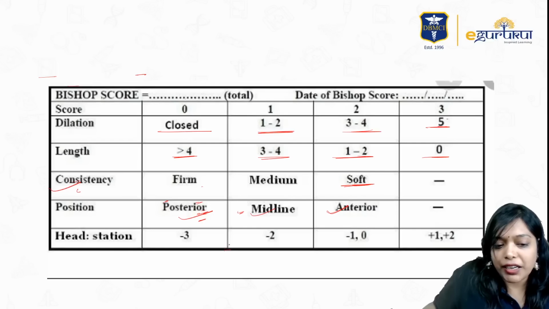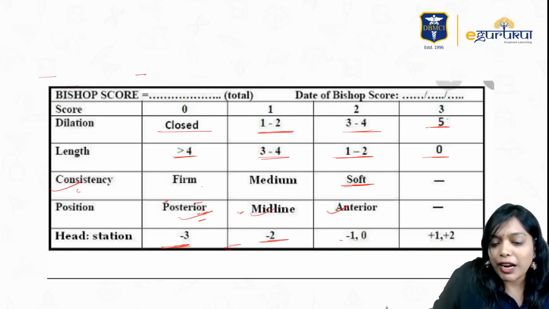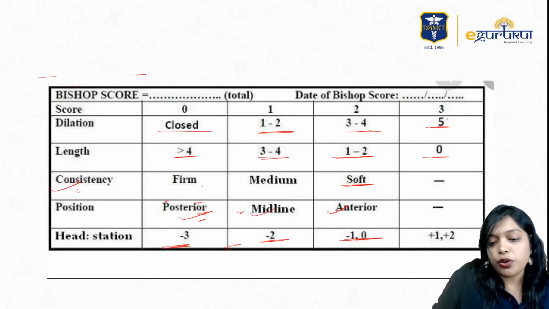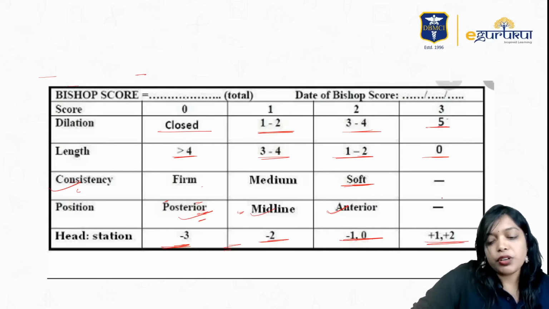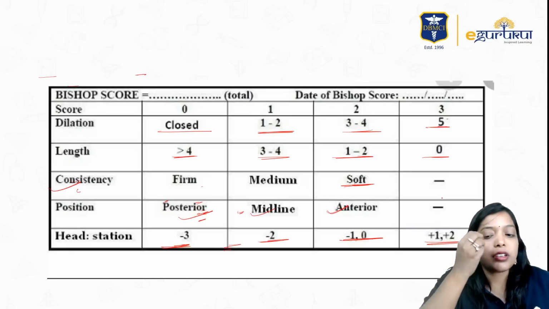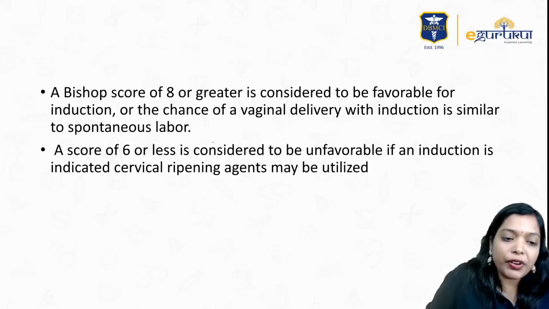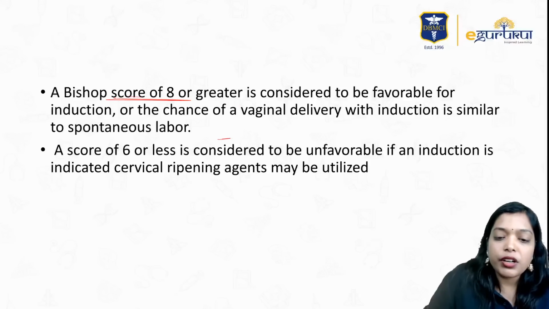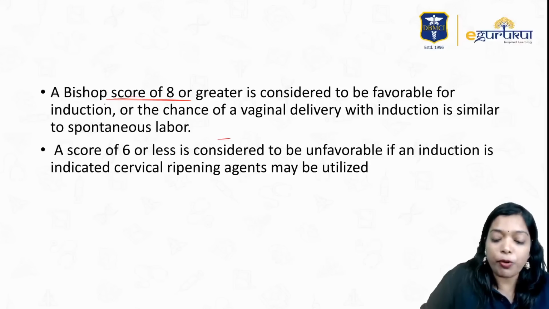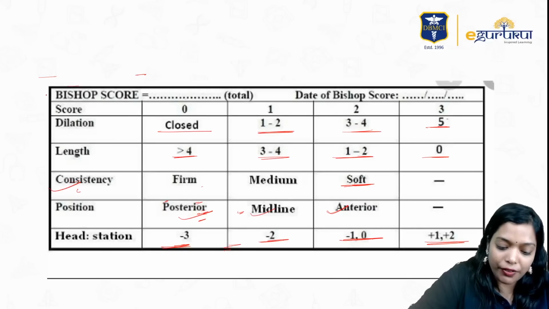Head station: -3, if it is high up, you give a score of 0. If it is -2, you give a score of 1. If it is -1 to 0, you give a score of 2. If it is +1 to +2, it is a score of 3. A Bishop score of 8 or more is considered to be... actually, one more point we have to remember here.